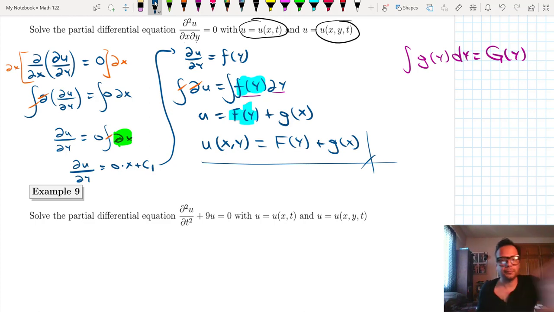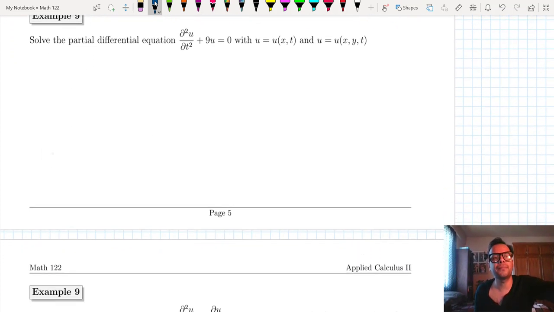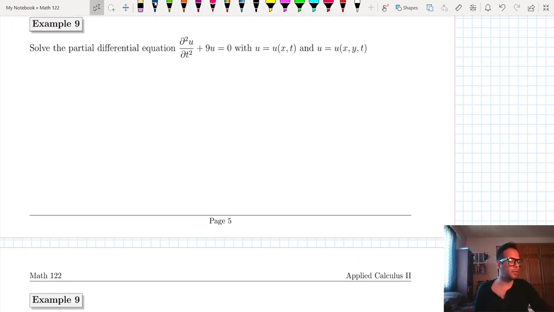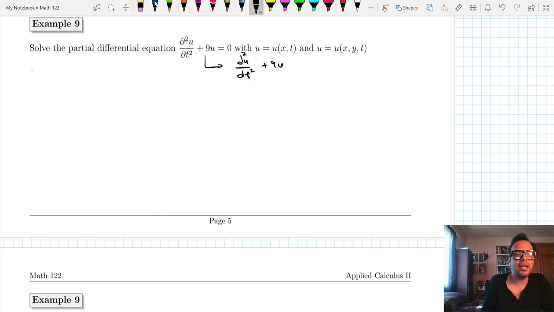Okay, now let's solve a couple more examples, and we call it a day for this section. So here, what do we have? If you look at this second partial derivative of u with respect to time plus some 9u, this might resemble the following equation. To me, this looks like d²u/dt² plus 9u, whose characteristic equation is m squared plus 9.